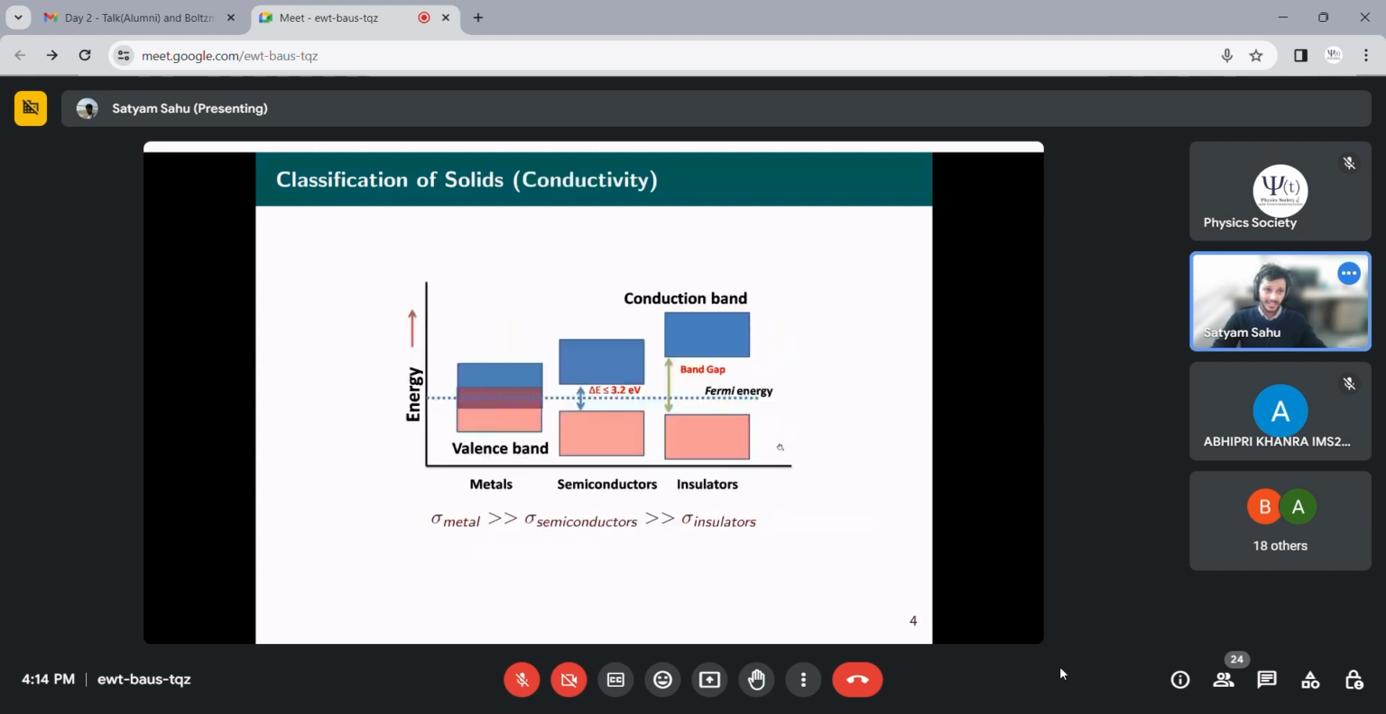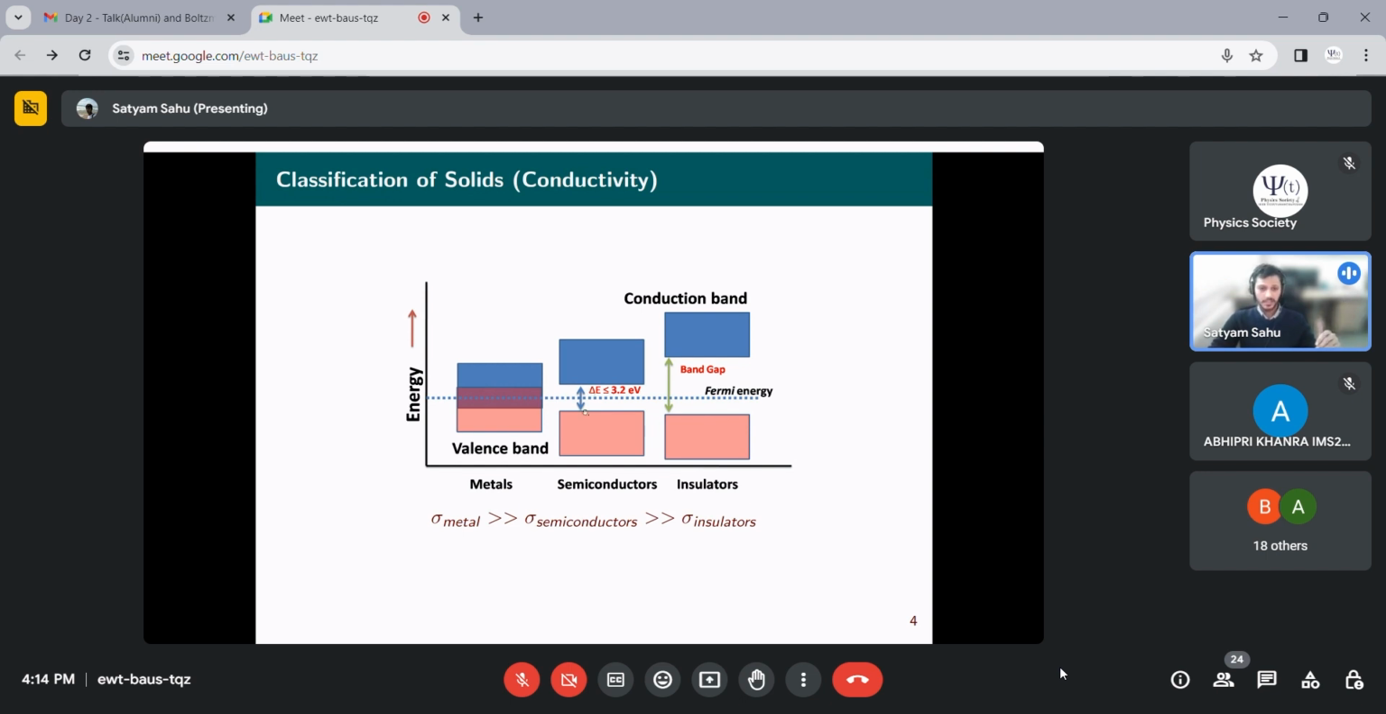Also, you can define the solids in terms of their conductivity. So you have the metals, semiconductors, insulators. So you essentially have the valence band and a conduction band. When these two bands are overlapping, you have the metals, which have amazing conductivity, in the range of 10 raised to power 6 Siemens per centimeter.